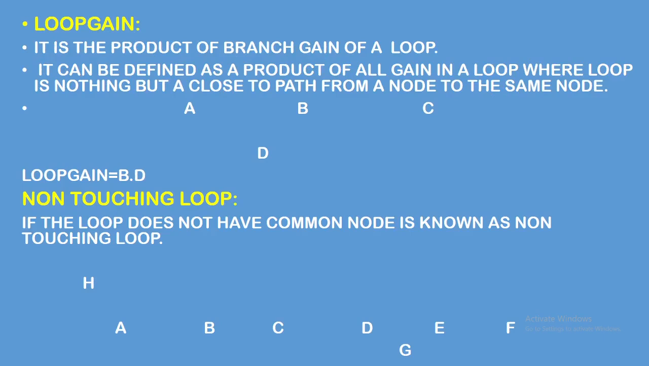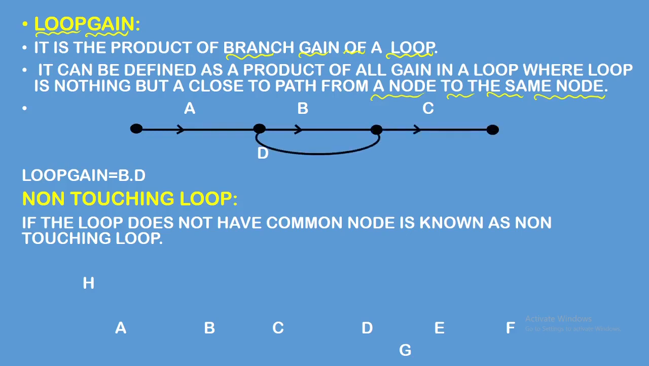Next, let us see the meaning of the loop gain. Loop gain is the product of the branch gains of a loop. It can be defined as the product of all gains in the loop, where a loop is nothing but a closed path from a node to the same node. Whenever you multiply the gains of all the branches in the loop, we call it the loop gain. Let us take one example here. See here, what is the loop gain here?